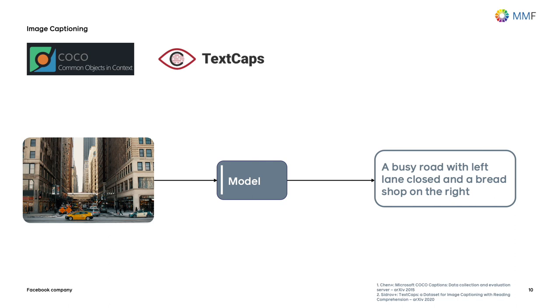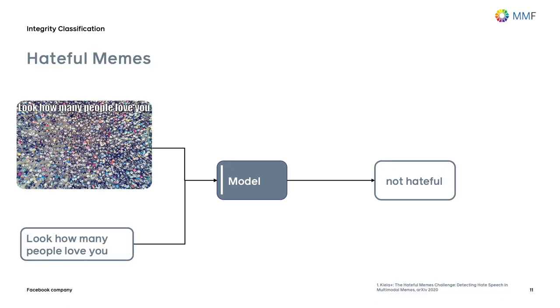Another very popular task in the vision and language domain is image captioning, where we take in an image, pass it through the model, and generate a caption based on the image. TextCaps is a variation of image captioning, similar to TextVQA, but which requires reading text in the image to generate the description. Then we have integrity classification tasks such as Hateful Memes, which takes in an image. Here you can see a meme which says "look how many people love you", and there are a lot of people inside this image, which basically means that this is not hateful. So the model takes in both the image as well as the text inside the image and classifies it as not hateful.